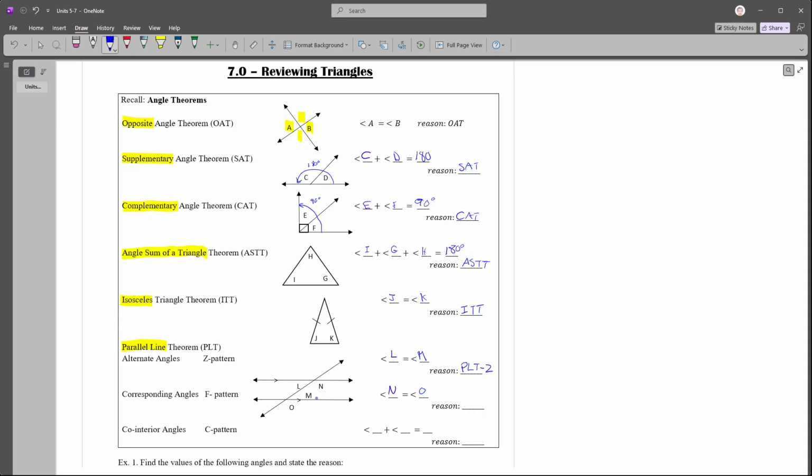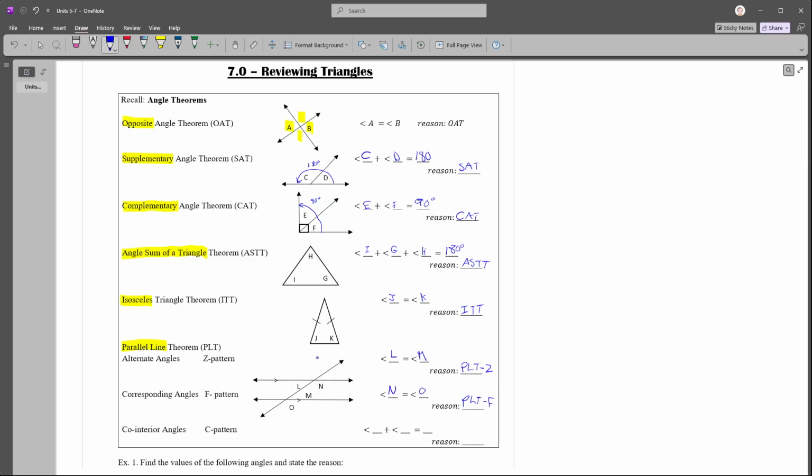Now, you could go upside down with the F as well. So for example, the angle here is going to be equal to the angle here. That's the same thing. It's still an F. It's just been rotated, because this is just a shape. Shapes can be rotated, right? Doesn't change the shape to rotate it. So this one is called the parallel line theorem, PLT-F for the F pattern.